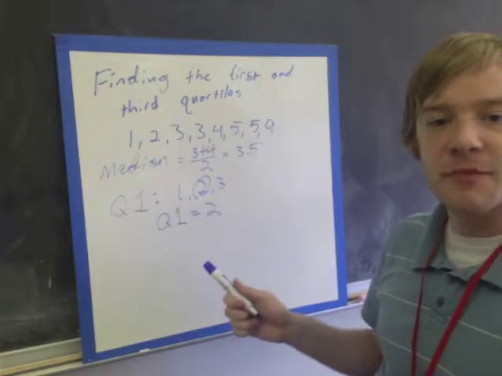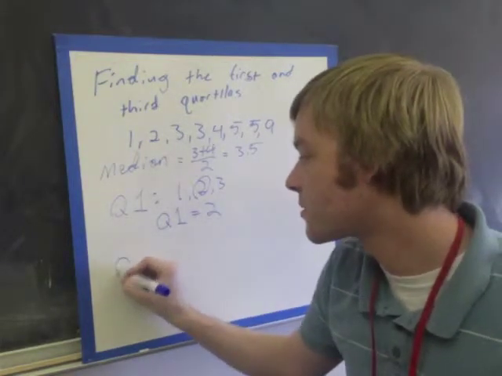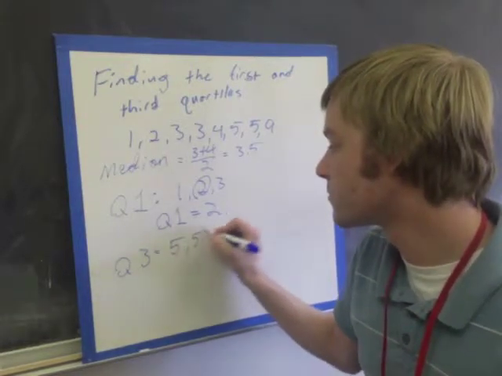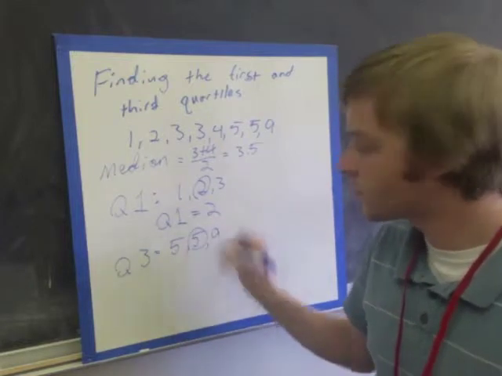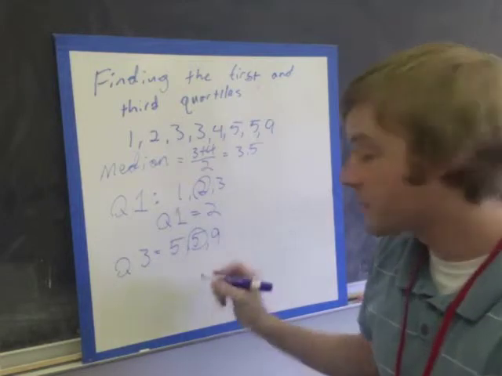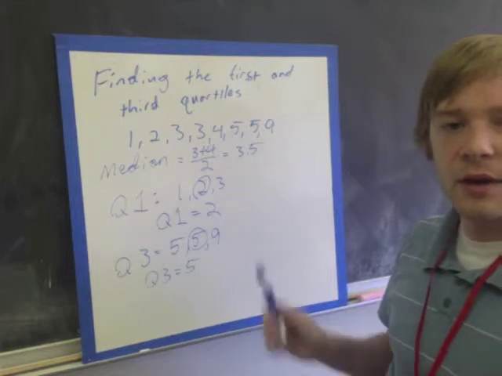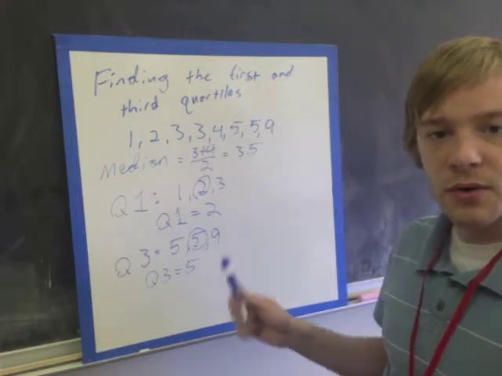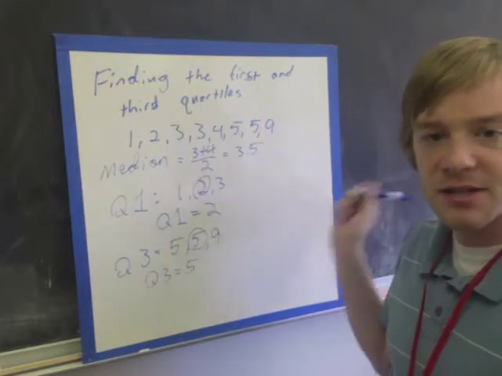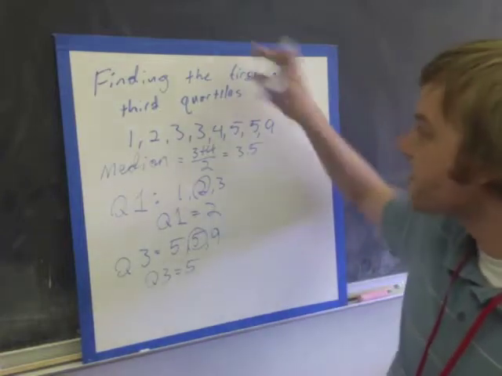And we would do the same type of thing for the third quartile, except we would use the top 3 numbers. So we see that 5 is our middle number here, so our third quartile is 5. Like that. So we're going to take this information along with our median here, and on the next slide, we are going to actually draw out a box and whisker plot for this.